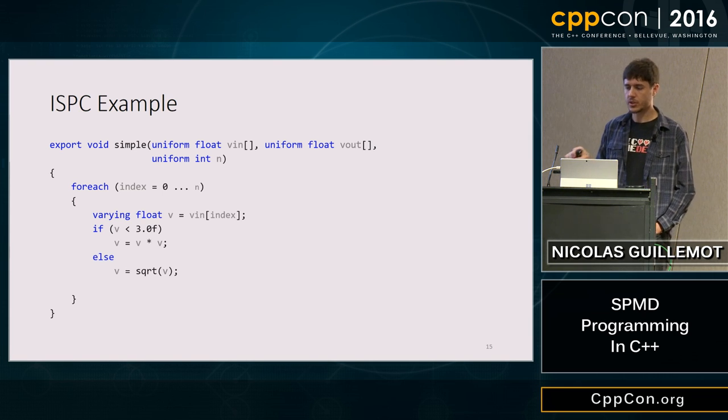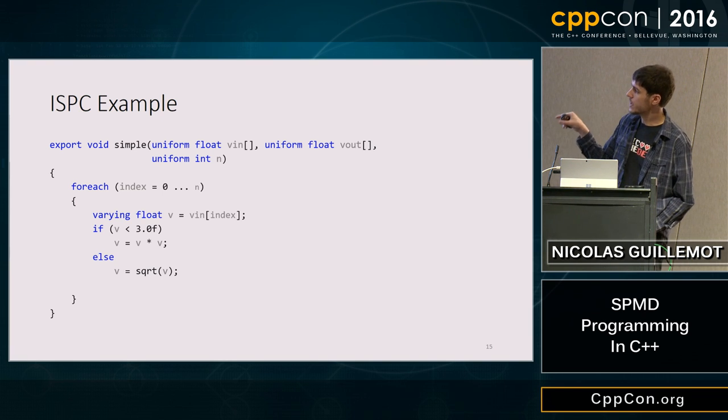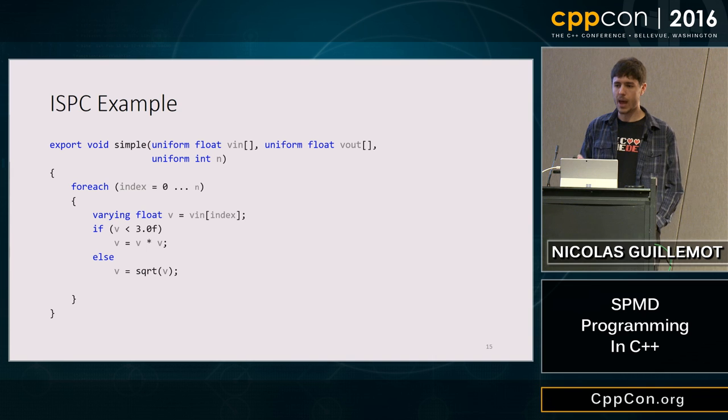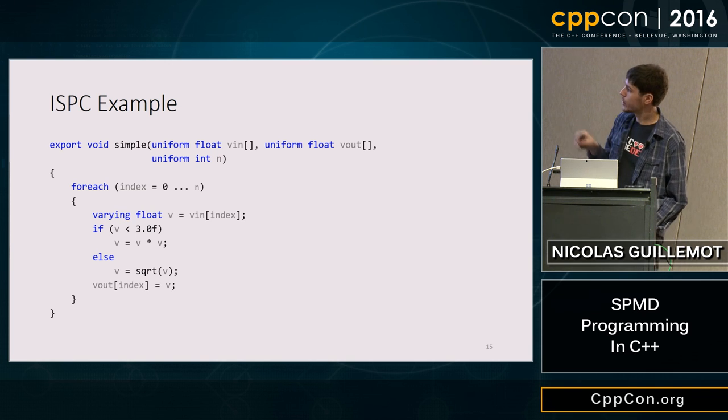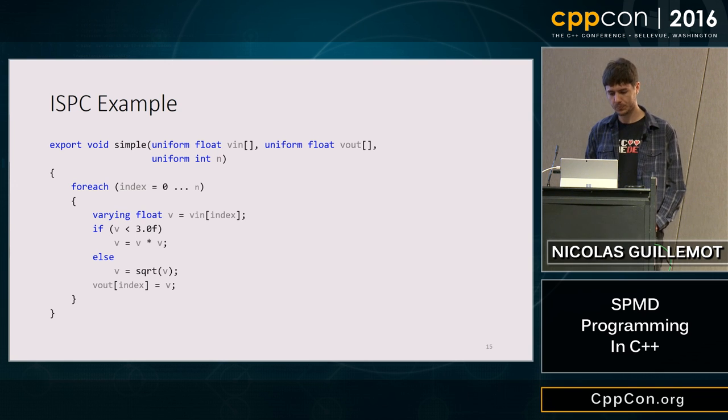Then we have the else block. Same thing as earlier: it'll flip the mask and then run the else block. And the assignment of square root of v to v will only actually appear to have happened in the instances of the program where the test resulted in the else branch being run. Finally, at the end, we write the outputs back to the vout array. And again, index is a varying variable. So this write to memory actually corresponds to four writes to memory in parallel, writing to the indices 0, 1, 2, 3 in the first iteration of the loop, for example.